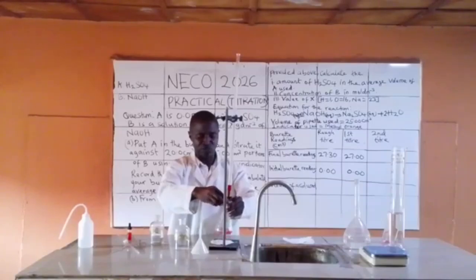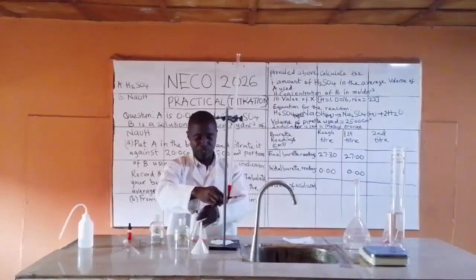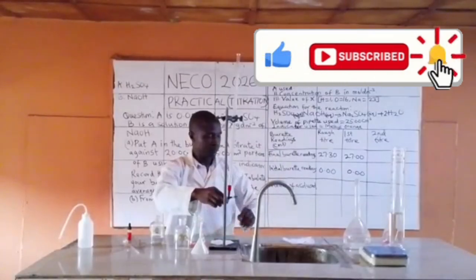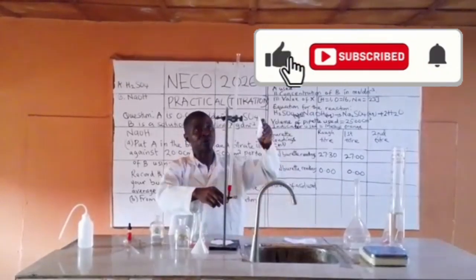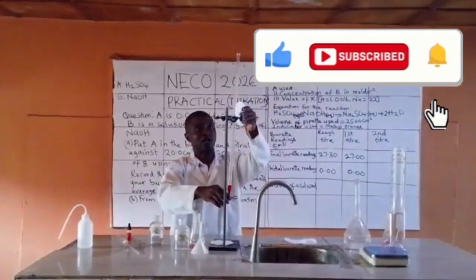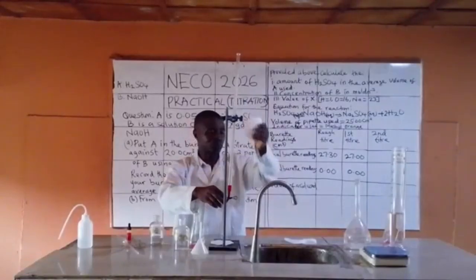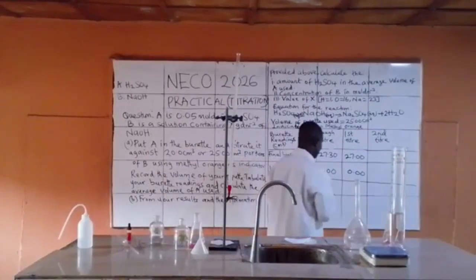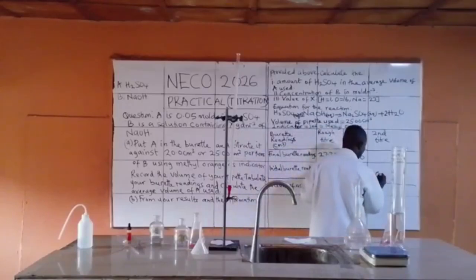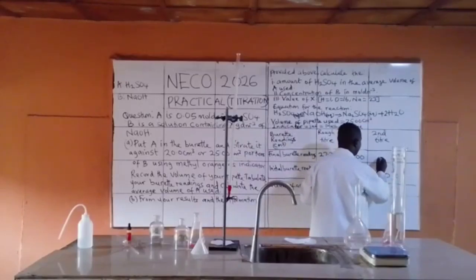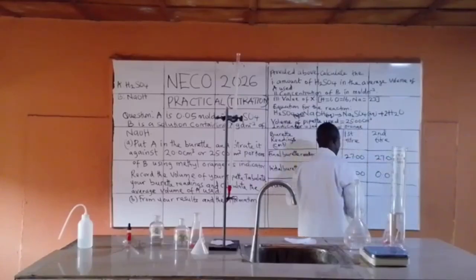Okay, it has changed from yellow to pink, and the volume at which the color change occurs is taken as 27.00. The starting point, the initial volume, is 0.00, while the end point is 27.00.